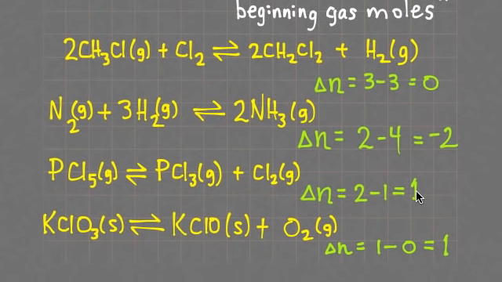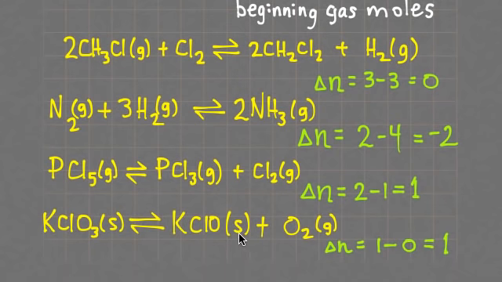Delta n equals 1. Or, remember, pure solids and pure liquids aren't even considered or written in the equilibrium constant expression. So here I have 1 mole of gas and 0 moles of gas. 1 mole of gas minus 0 moles of gas gives me a change of positive 1. And that would be my delta n in the exponent.